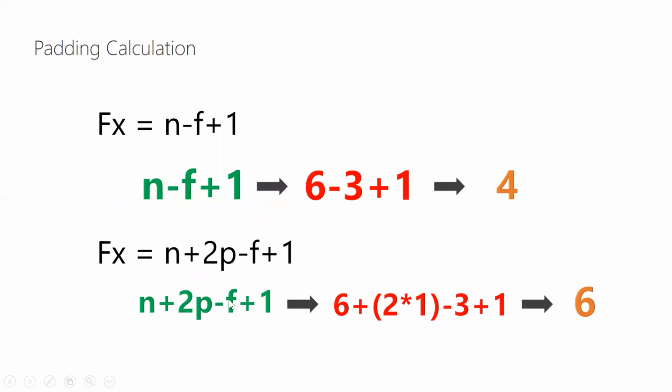That's why n is 6, plus 2 into 1. 2 is constant, padding is 1, and minus 3. 3 is the filter size, and plus 1 is again a constant. So 6 plus 2 is 8. 8 minus 3 is 5. 5 plus 1 is 6. So our input is 6 cross 6 here, and at the same time the output is also 6 cross 6.